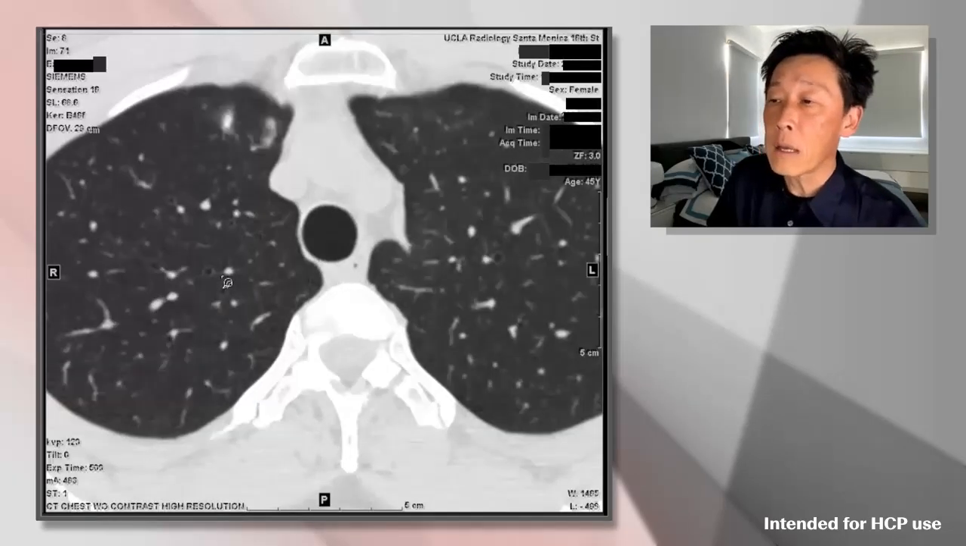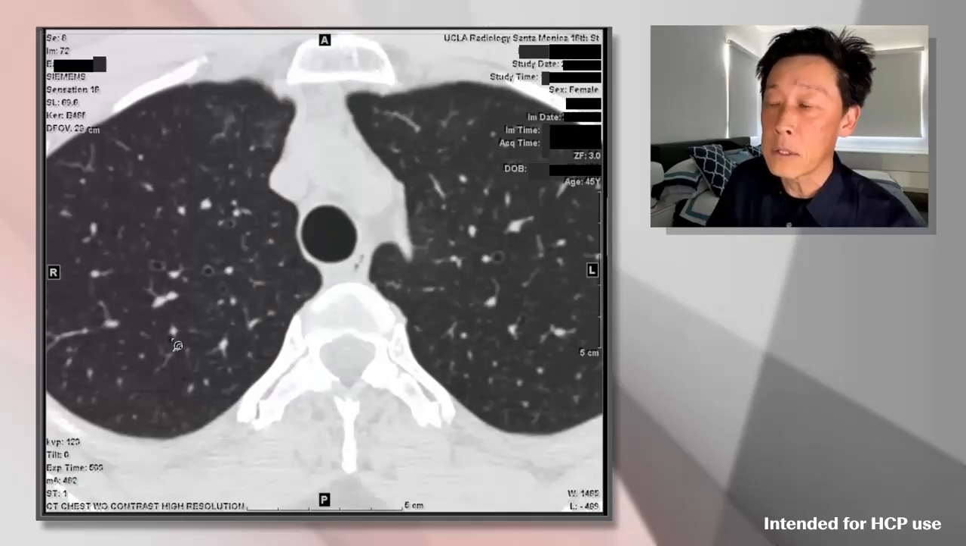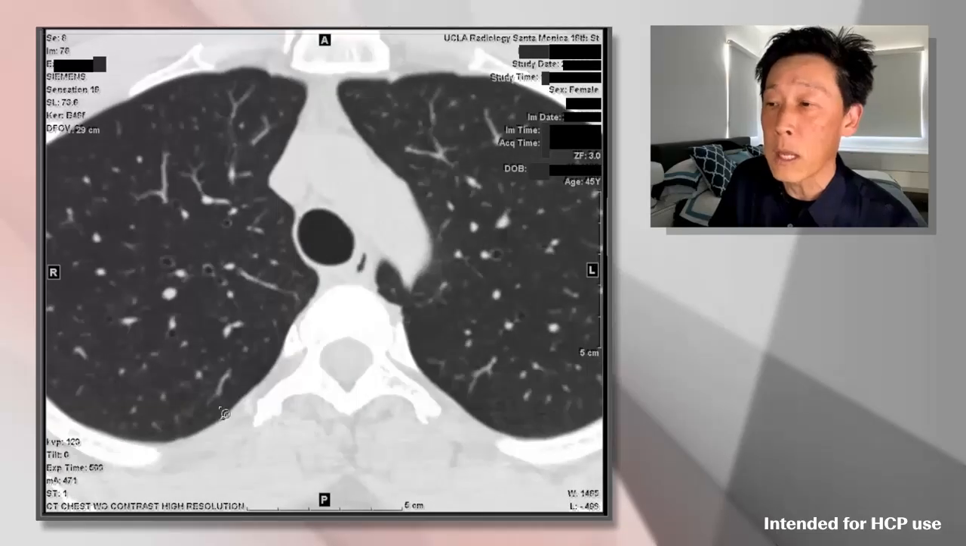Here we see a number of ring-like structures, and these are airways. These are airways that we're cutting through as we scroll from the top of the lung to the bottom. We can see that there's a thin airway wall, and within the center, you see a very dark area, which is the air contained within the airway.